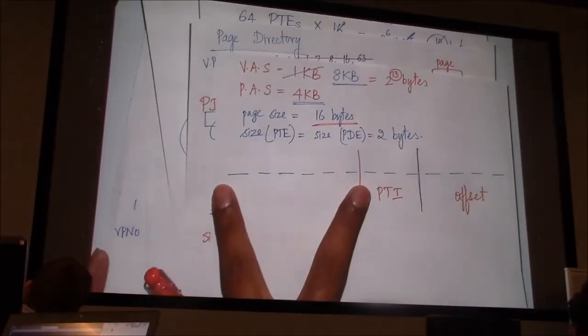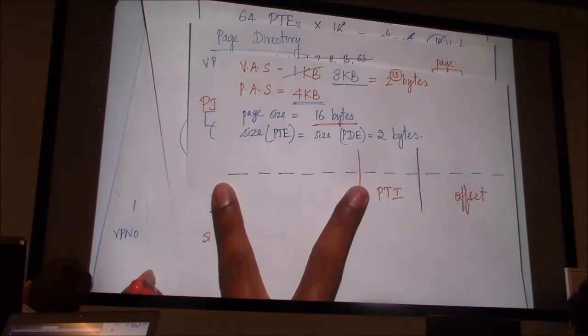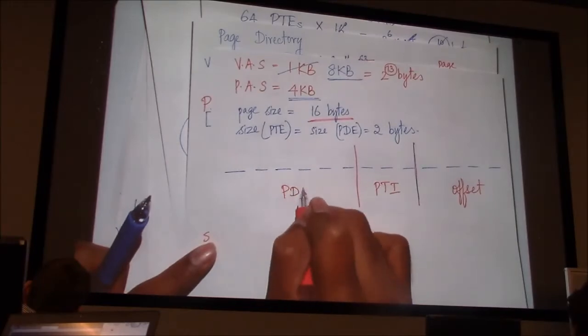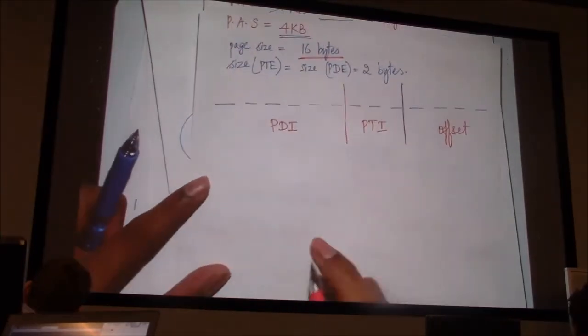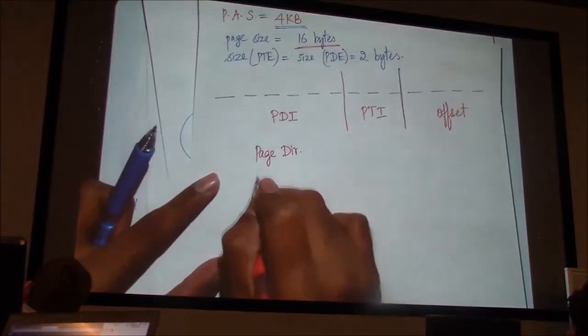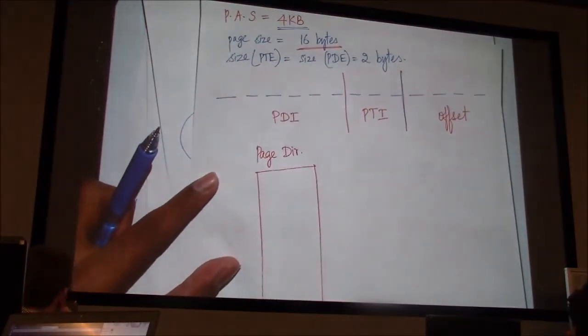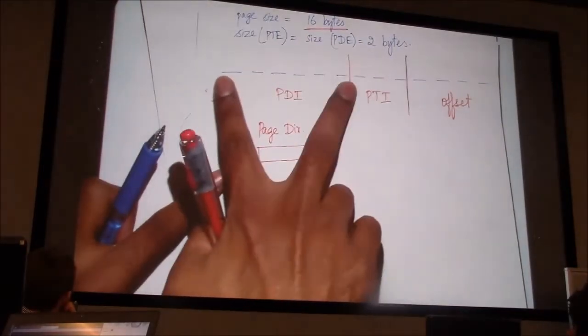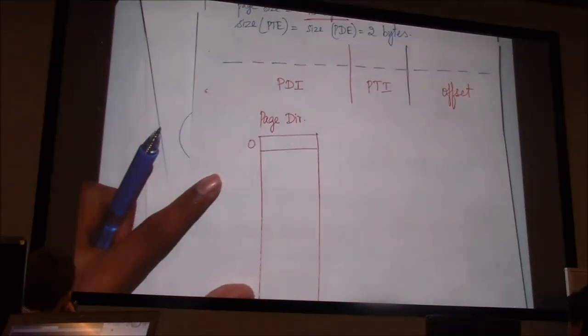But here we have like 6 more bits, right? So in this case, what happens is if you have the whole thing for the page directory index, then your page directory now has how many entries in it? 0 till 2 to the power of 6 minus 1, which is 63.